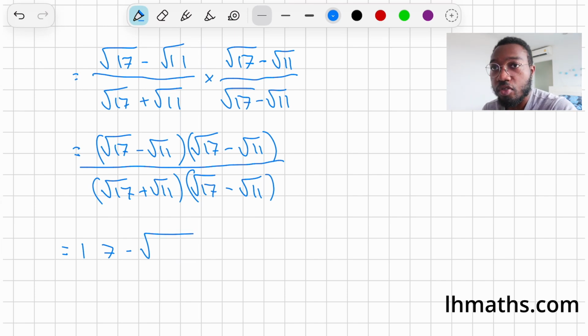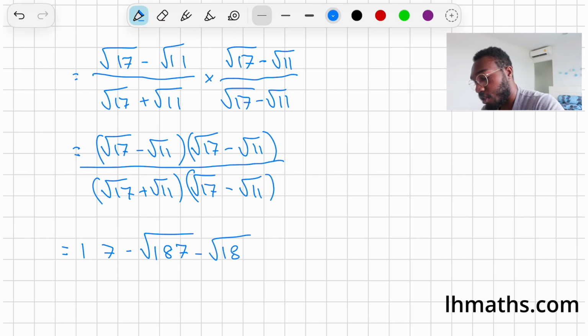A quick trick with that, just do 1 times 7, and then 1 plus 7 gives you 8. So we know the number in the middle is just 8, so it's 187. And then we have another negative square root of 11 times the square root of 17. So we get another minus square root of 187, and then we get a minus root 11 times a minus root 11, which will give us a minus under minus is a positive, so a positive 11.